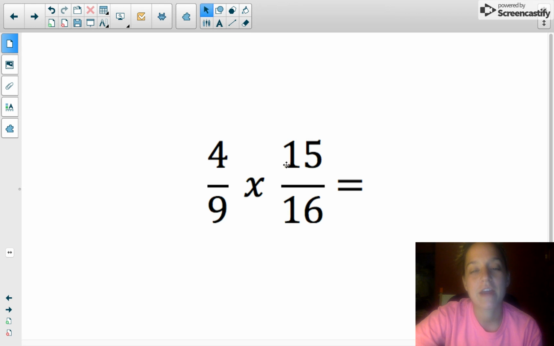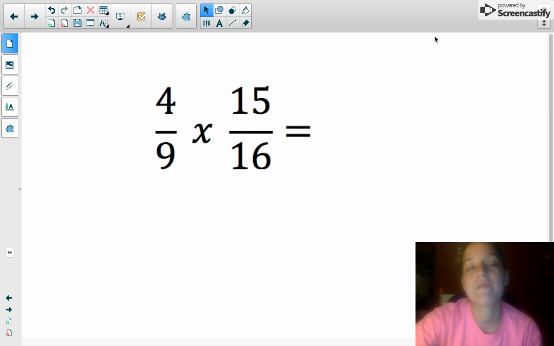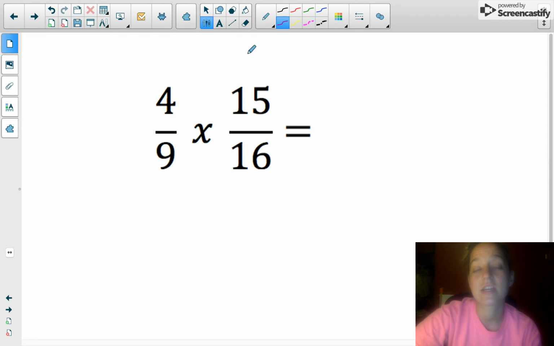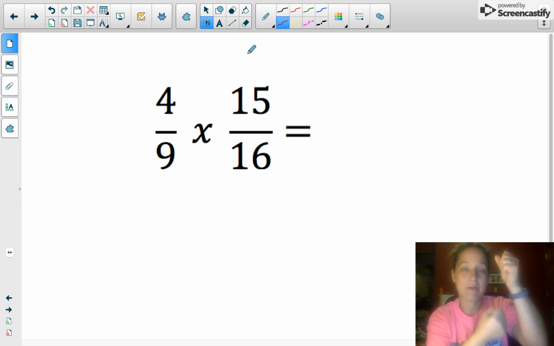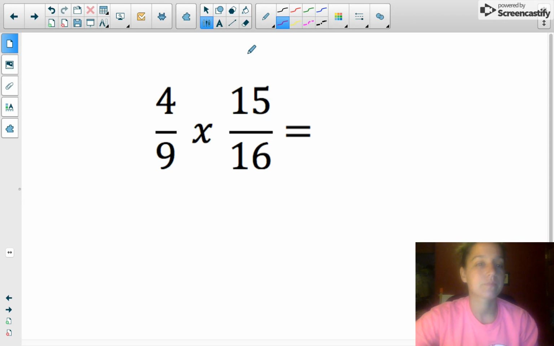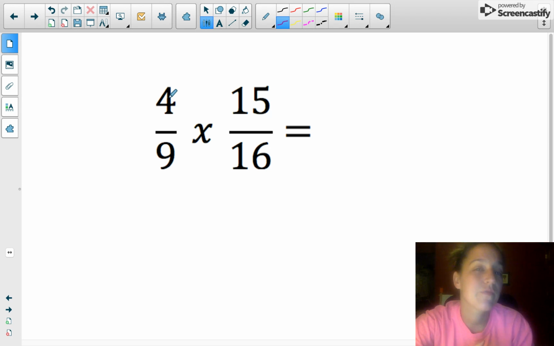This problem, if you look at 4/9 times 15/16. I can simplify here, and I can actually simplify multiple times. So let's look at this. You're going to look for numbers that have something in common. It has to be one top number and one bottom number. It can't be 2 tops and it can't be 2 bottoms. It has to be one on top and one on bottom. So if I look, I've got 4. Does 4 have anything in common with 9? No. But does 4 have something in common with 16? Yes. 4 and 16 can both be divided by 4.